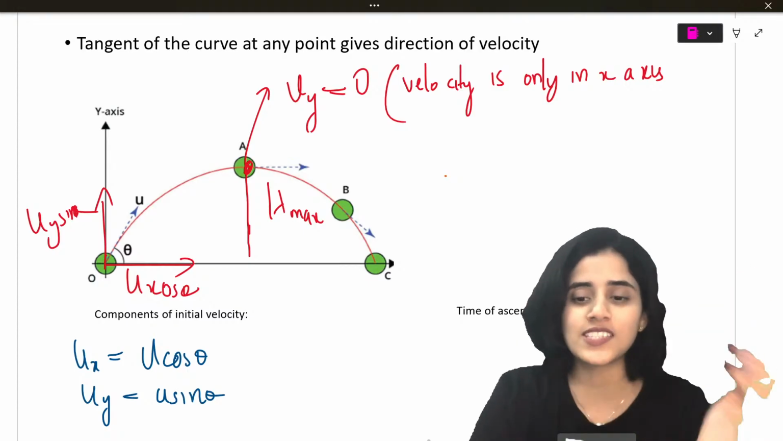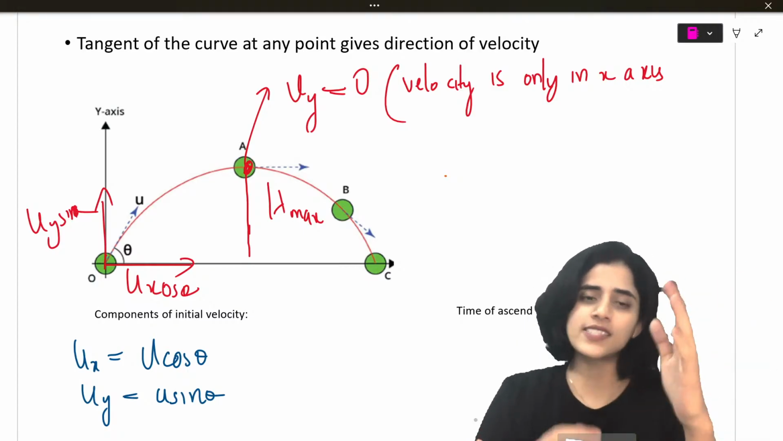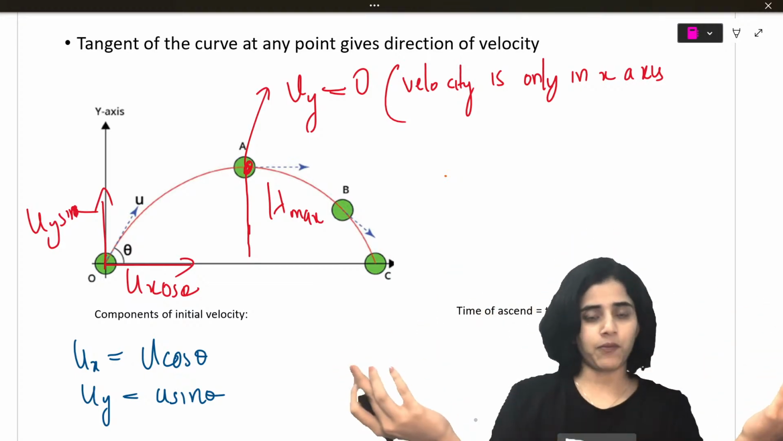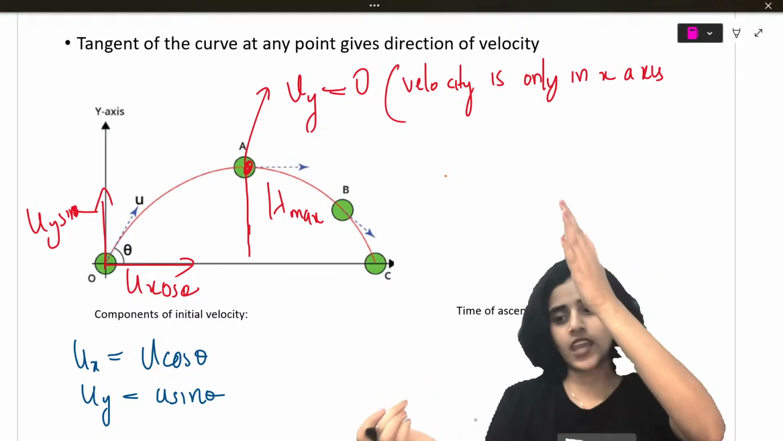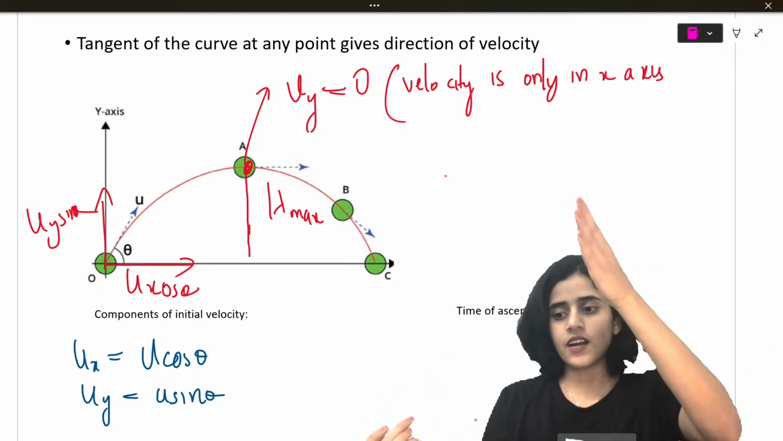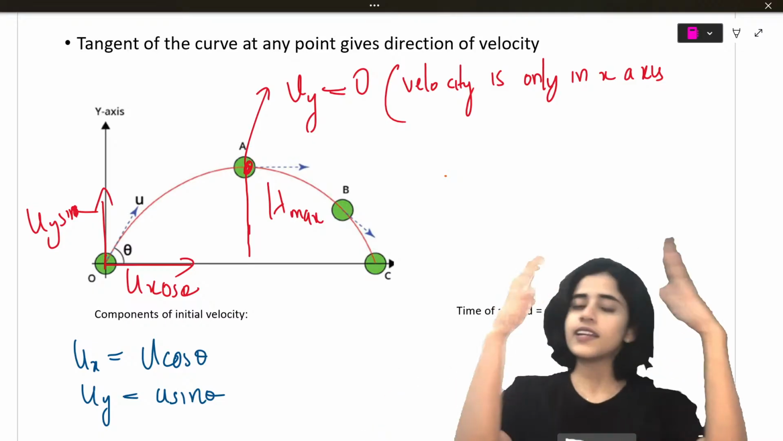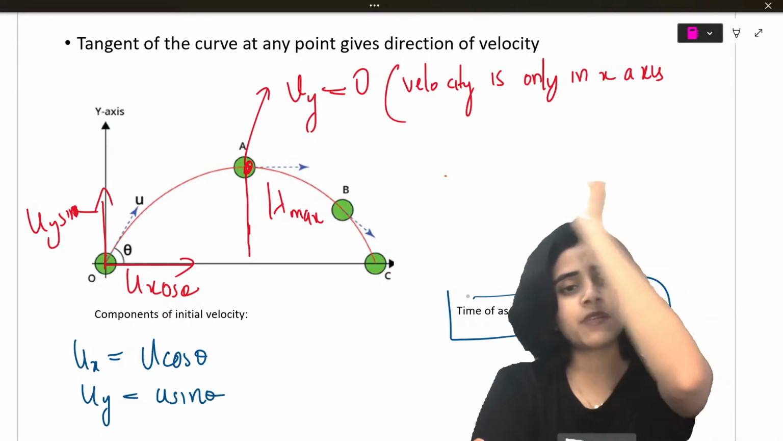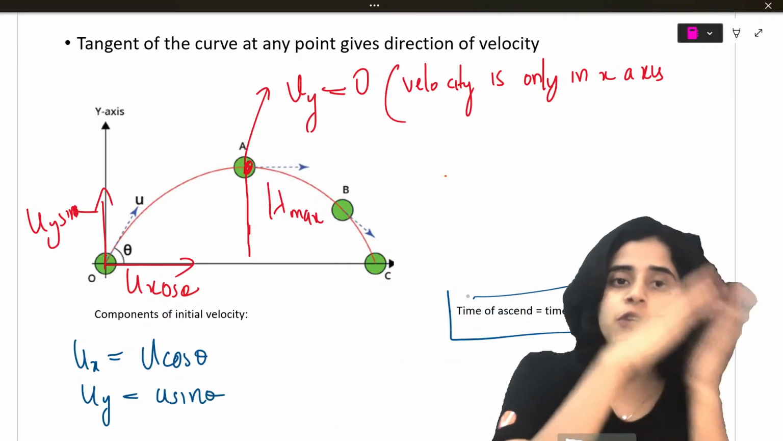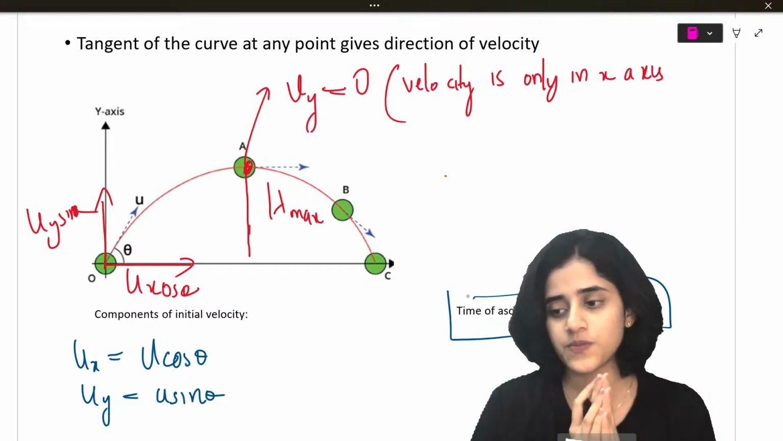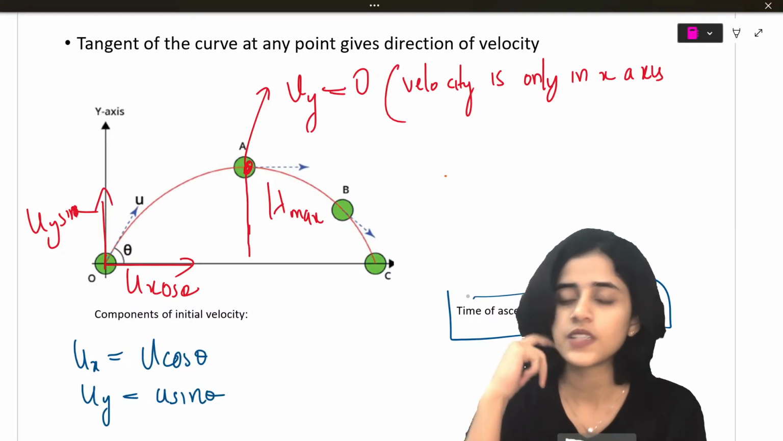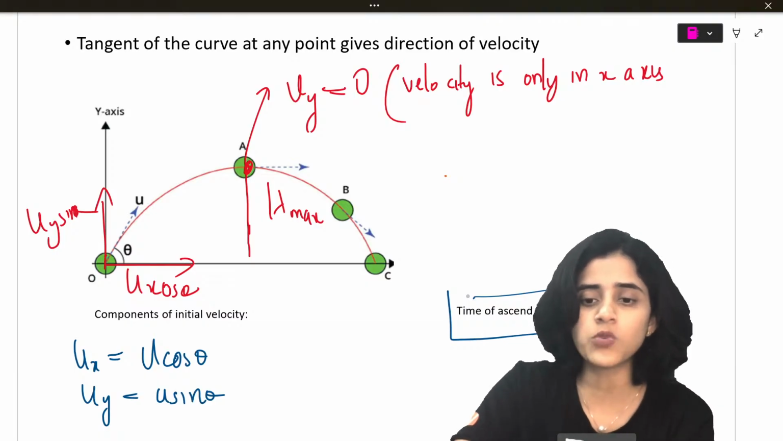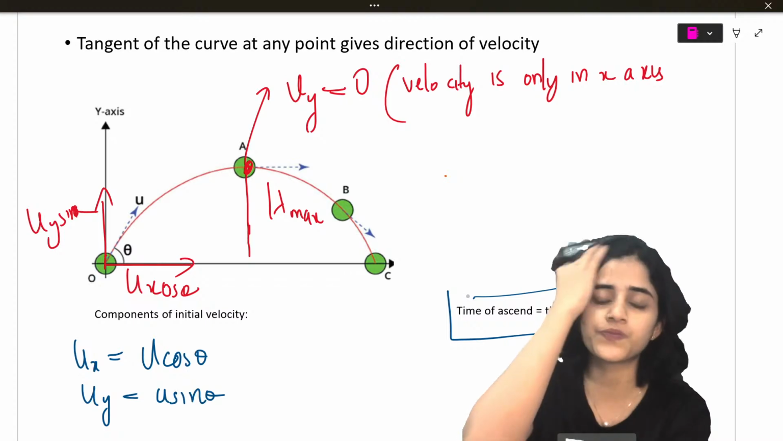So u cos theta, u sin theta. Now you can see here along the center, both the sides are the same. The amount of time for the ball to reach A and from A till C is the same. So here, the time in which the ball goes up and the time in which the ball comes down is the same. Time of ascent is equal to time of descent. Okay. Since all of this is clear, we can move on.